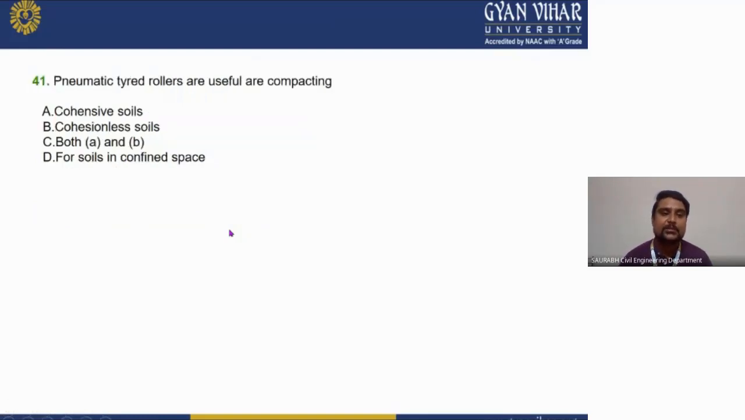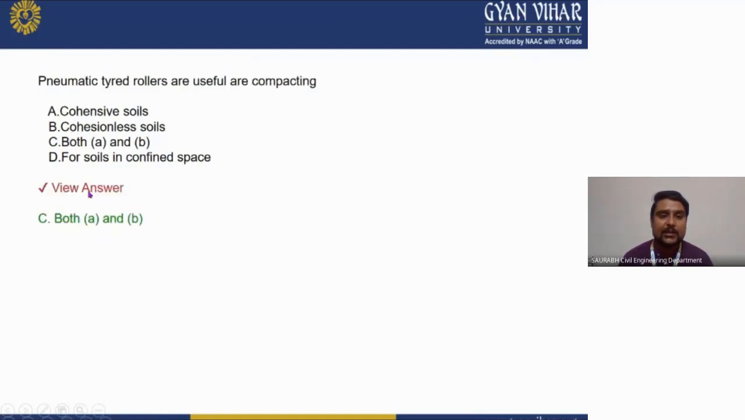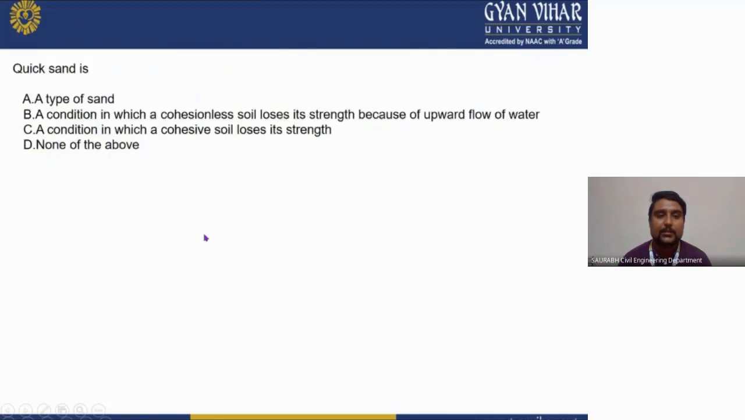Now come on the next question. The pneumatic tyred roller is useful for compacting what? What will be the right answer here? We will see. The right answer here will be A and B both. As you can see, four options were given here: cohesive soil, cohesionless soil, both A and B, and soil in confined space. So the right answer will be C, and it will be your right answer.